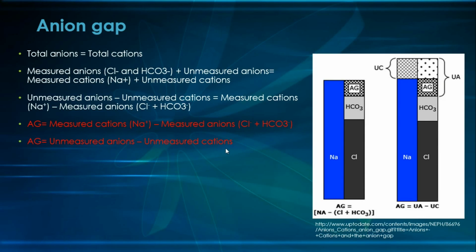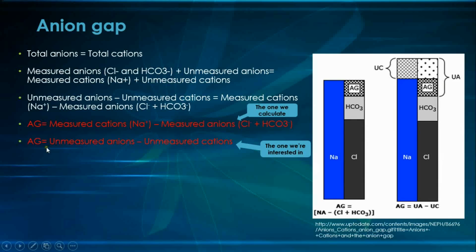So this whole dilemma brings us to the following conclusion. The first equation is the one we use to calculate the anion gap, and the second equation is really the one we're interested in. So we calculate the first one to determine the second one. And if you ask me, why not just calculate the second one? The reason is, it wouldn't be cost effective. It wouldn't be cost effective for the labs to measure, each time for every patient, all the unmeasured anions and all the unmeasured cations, because simply that would take too much time and too much money.